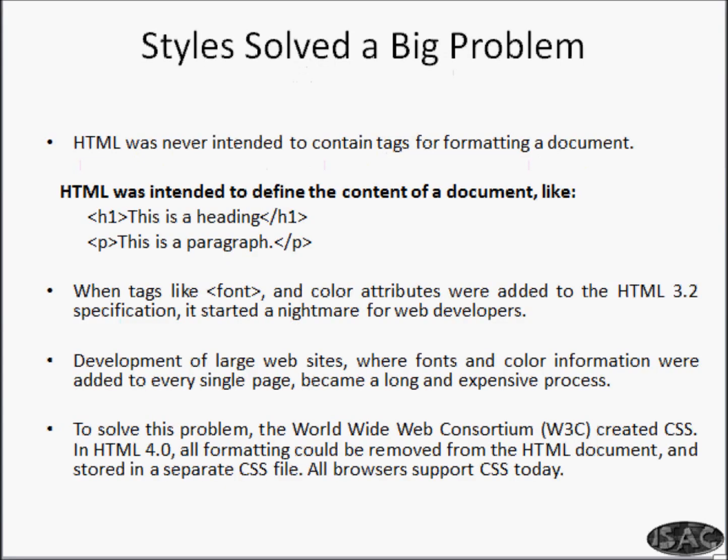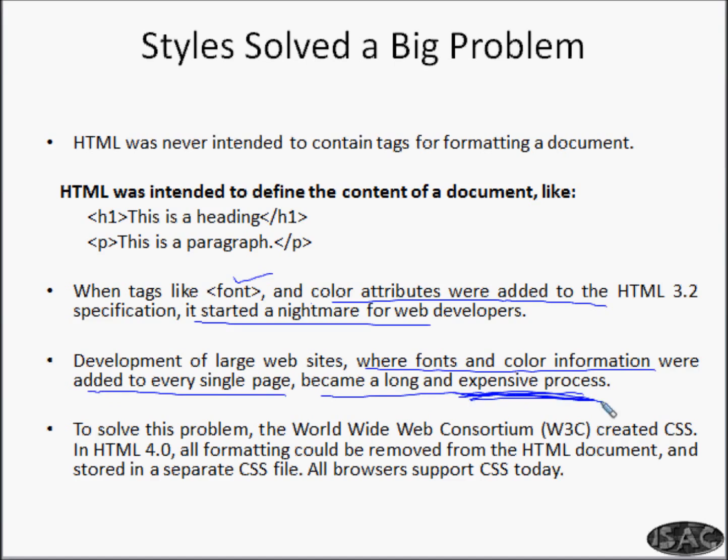So style solved a big problem. Look at here, HTML was never intended to contain tags for formatting a document. HTML was intended to define the content of a document, like H1, P for paragraph, and so on. So a lot of tags are there, and then they introduced some kind of font tag. When tags like font and color attributes were added to the HTML 3.2 specification, it started a nightmare for web developers. Development of a large website where font and color information was added to every single page became a long and expensive process.